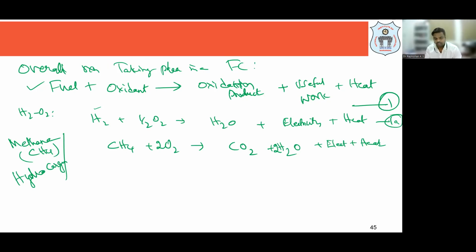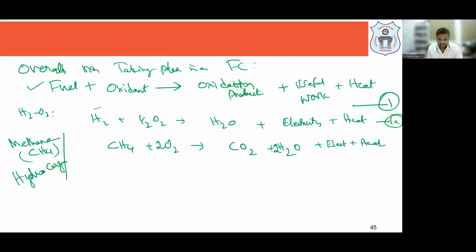The hydrogen molecule is split into 2 protons and 2 electrons, and the electrons will be flowing through the external circuit to the positive electrode. It will move to the cathode, and at the cathode what is happening? The electrons flow through the external circuit to the cathode side. H plus ions move through the electrolyte to the cathode side. Oxygen is freshly being supplied at the cathode side. So all these three will be entering at the cathode, and we have the reaction to form H2O. That is the reaction taking place.